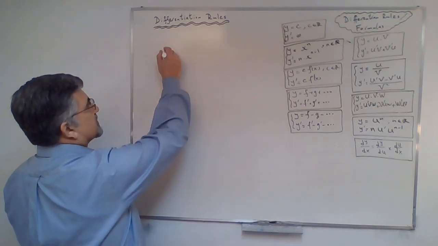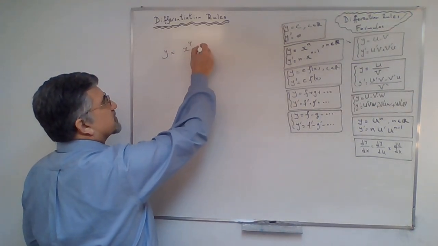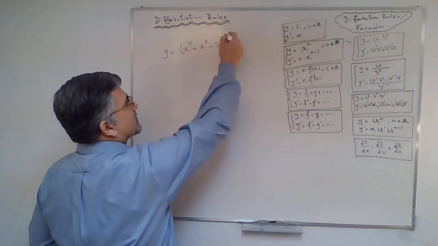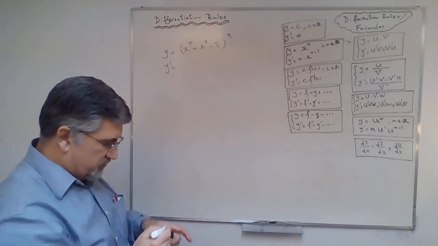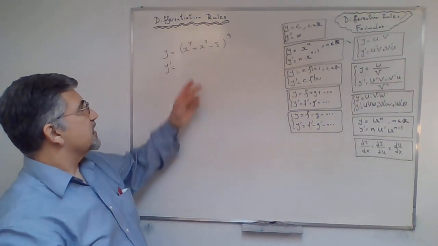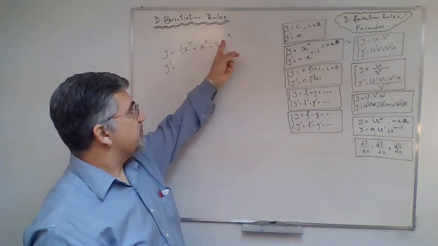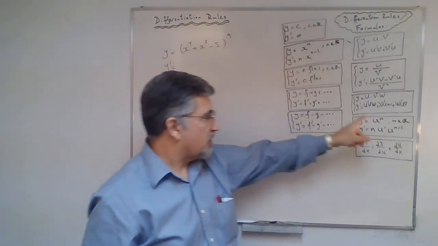Now, if you look at this example, y equals, let's say, x to the 4 plus x cubed minus 5 raised to the exponent of, let's say, 9. If you want to find the derivative of this function, you can say, okay, here the quartic function plays the role of u, and the exponent of 9 plays the role of n, right?